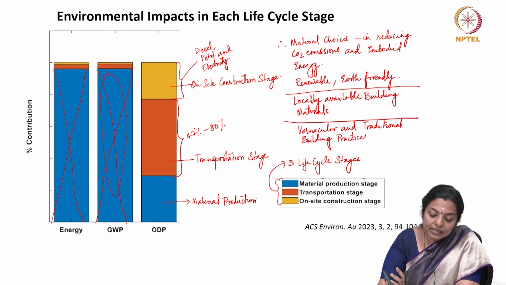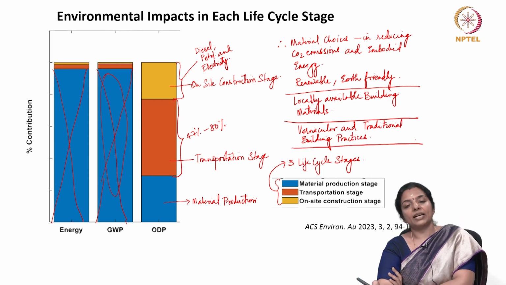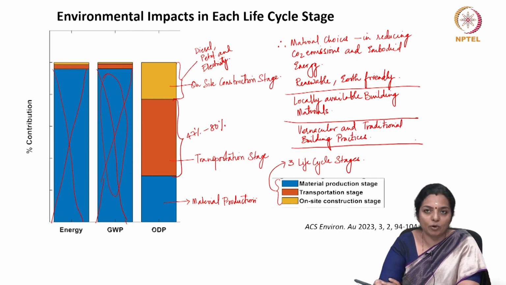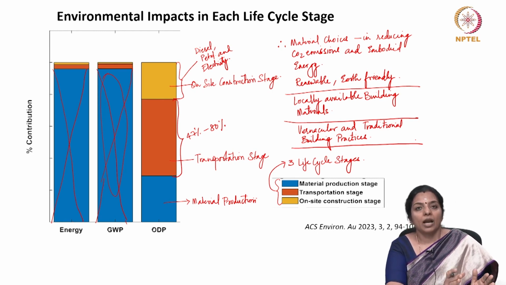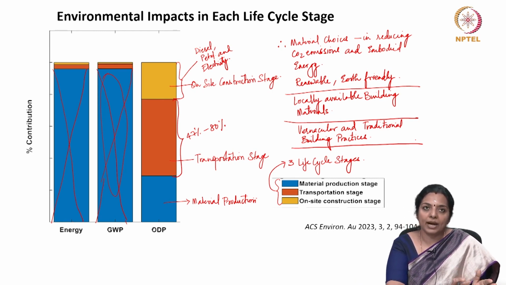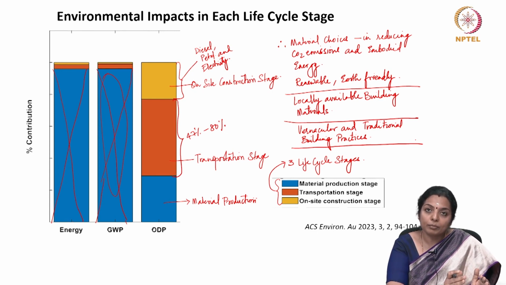This is possible in some of the building typologies, not in all the building typologies. But it's important for an architect to understand how his decisions will impact the environment, how his decisions of choice of material will impact carbon dioxide emissions and energy emissions and global warming potential emissions, simply because of the choice of building material. Hence, be wise to choose renewable, earth friendly building materials.